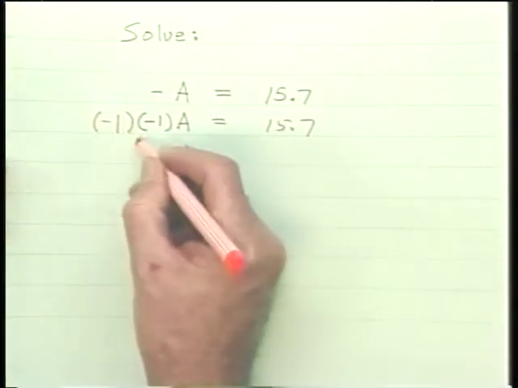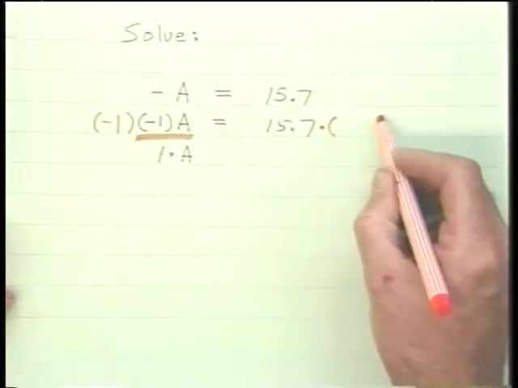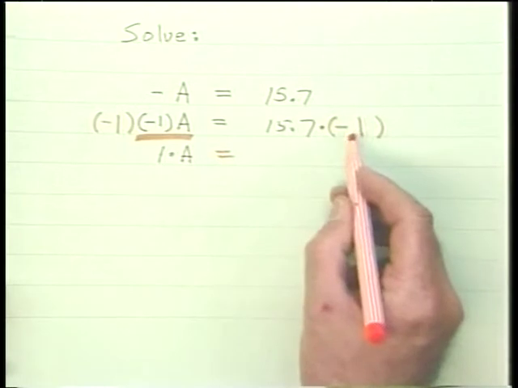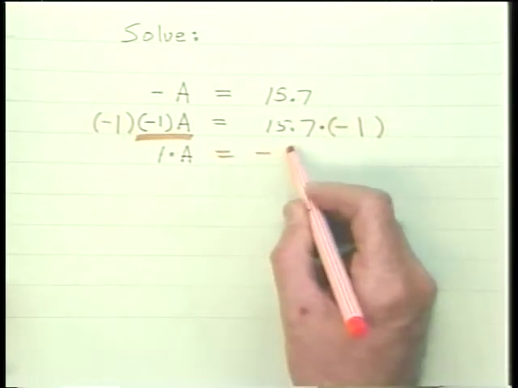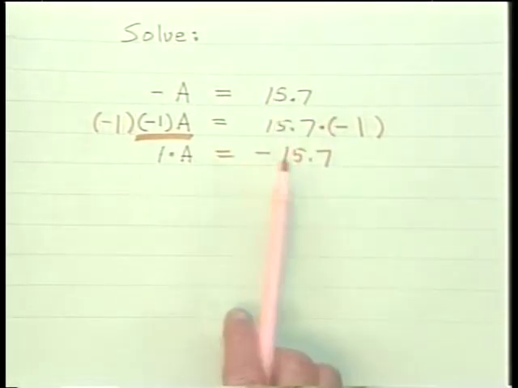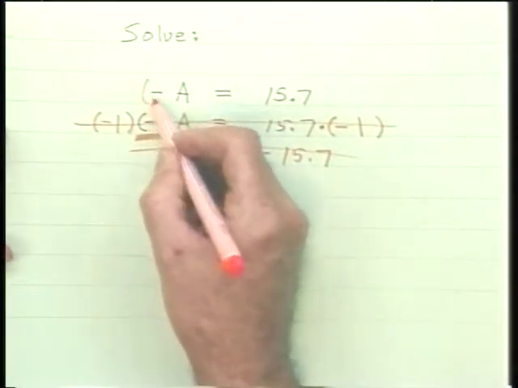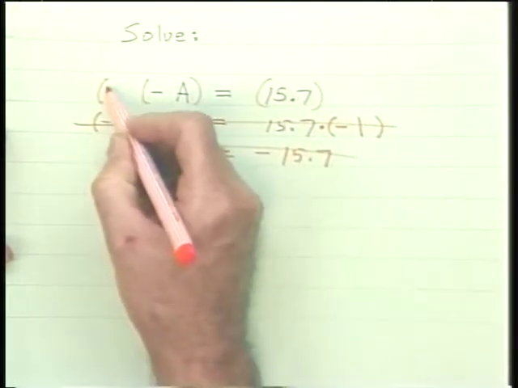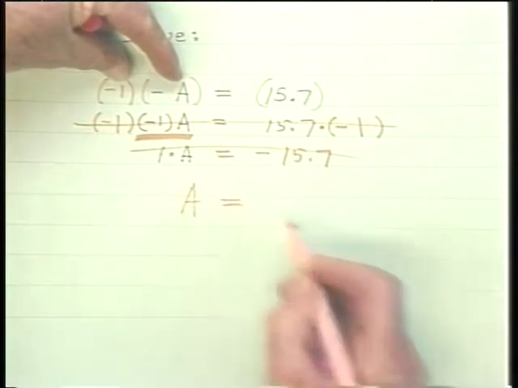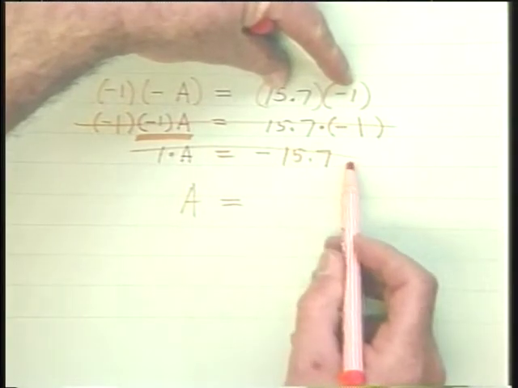And since I multiplied this side of the equation by negative 1, the multiplication law of equality says I must multiply the other side by the same amount, which of course would give me a negative times a positive, or negative 15.7. So my answer is not 15.7, but negative 15.7. Now, realizing this, you will learn to say that negative 1 times the opposite of A is A. But then I have to multiply the other side by negative 1, which gives me negative 15.7.